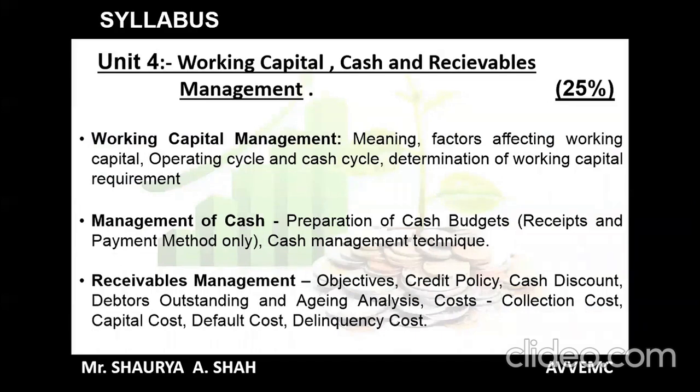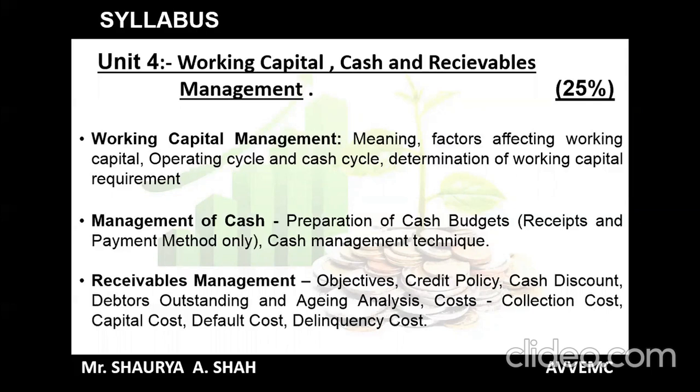In that, you need to study, first of all, what you mean by working capital. What are the factors that affect working capital? Operating cycle, cash cycle, and determination of working capital requirement. If I have a business where very much cash is required, I need to very precisely plan my working capital requirement because I need cash on hand every day. If my business is such that daily cash requirements are less, I can plan accordingly for my working capital. So what are the factors of it? What is operating cycle, cash cycle, determination of working capital requirement? We will be doing it.